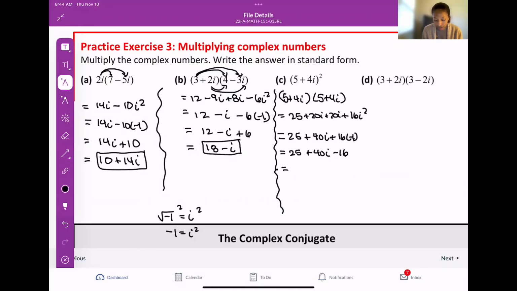All right, then last up, what's 25 minus 16? 25 minus 16 would be 9. So we get 9 plus 40i.